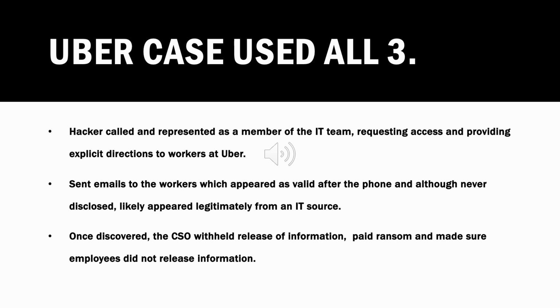Now, another instance here was once the CSO, the chief security officer, learned of this, he actually chose to withhold this information, pay them a ransom to not release that this information had been compromised, and instead hold on to that. So in this way, he was also abusing that authority when you had people under him who knew of the incident but weren't willing to speak up about it.